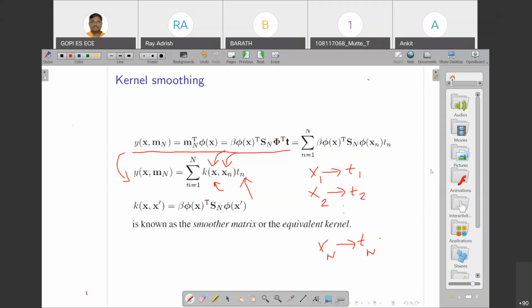Not only that, you have to actually tune the unknown parameter available in the kernel function, right? So that way only the problem boils down. So in this case, the problem is to tune the unknown parameter available in the kernel function using the training data.